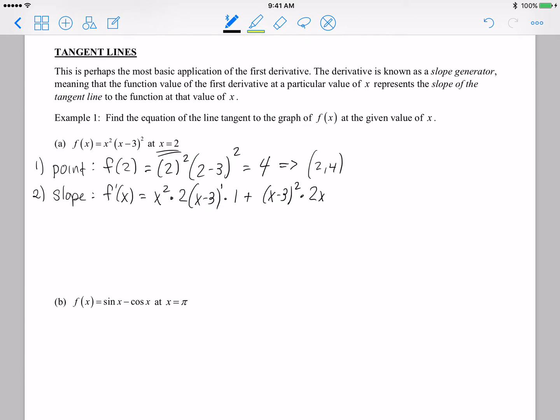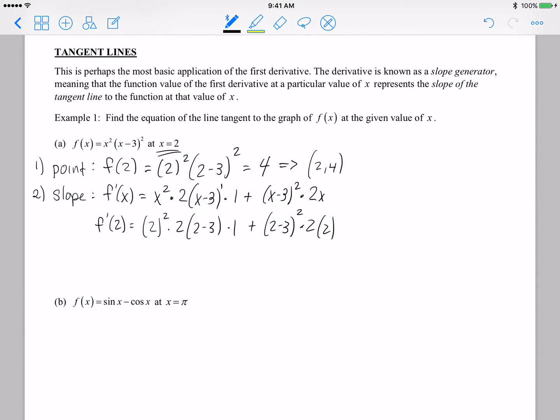Now, if I was going for the derivative on this problem, I would probably do some algebra to clean this up. But since the only thing I'm really worried about is the slope, I'm just going to go ahead and substitute in here and then try to figure out what the value is. So f prime of 2 is going to equal, I'm going to substitute a 2 in for that x and then square it, multiplied by 2 times 2 minus 3 times 1 plus 2 minus 3 squared times 2 times 2.